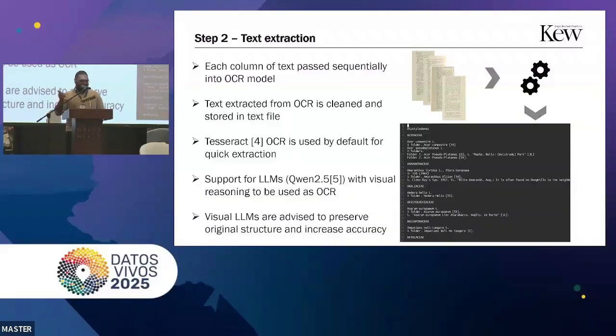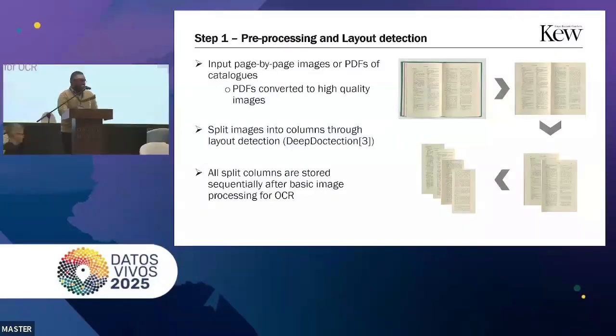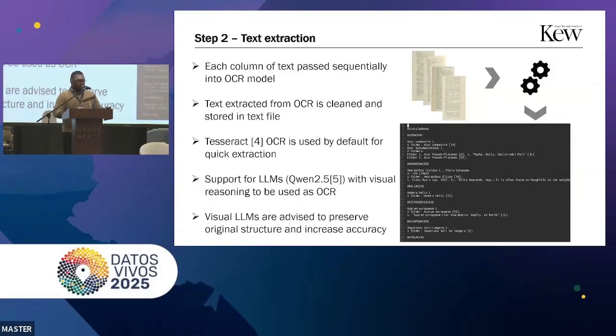So the first step takes, let's say, a folder of images that are basically images of each page. These can be double images, like the double page images in the example there, or they can be singular page images, which is highly recommended because they are easier and much higher resolution, better as well for OCR. We use layout detection. In this case, we use the deep detection library to split the images into columns of text, which are then split further down to singular text columns and stored sequentially in a list, which is then sent to the OCR for pre-processing.